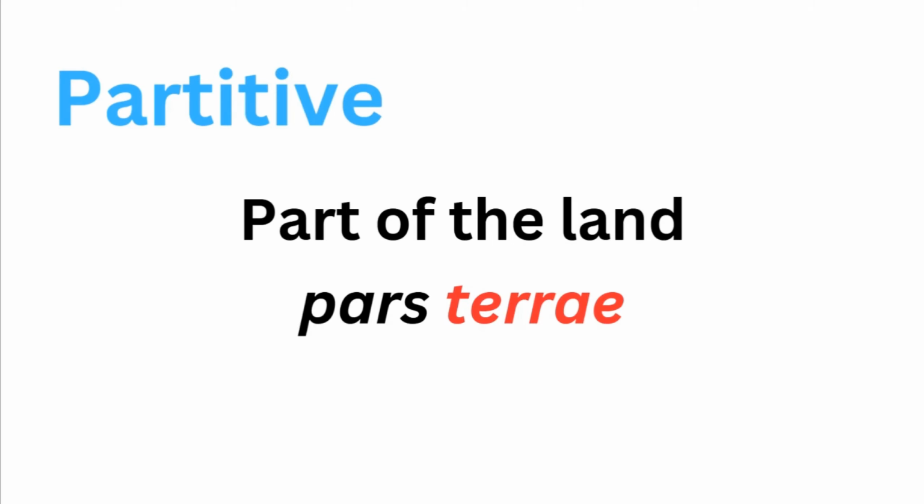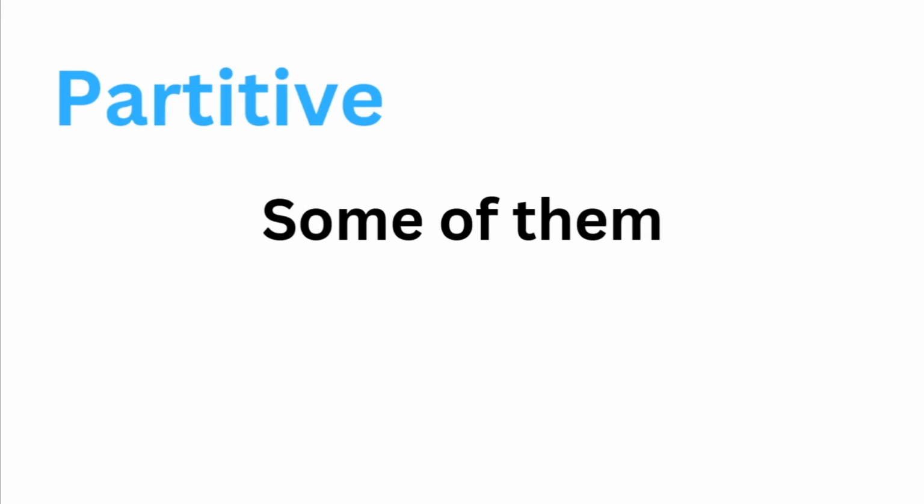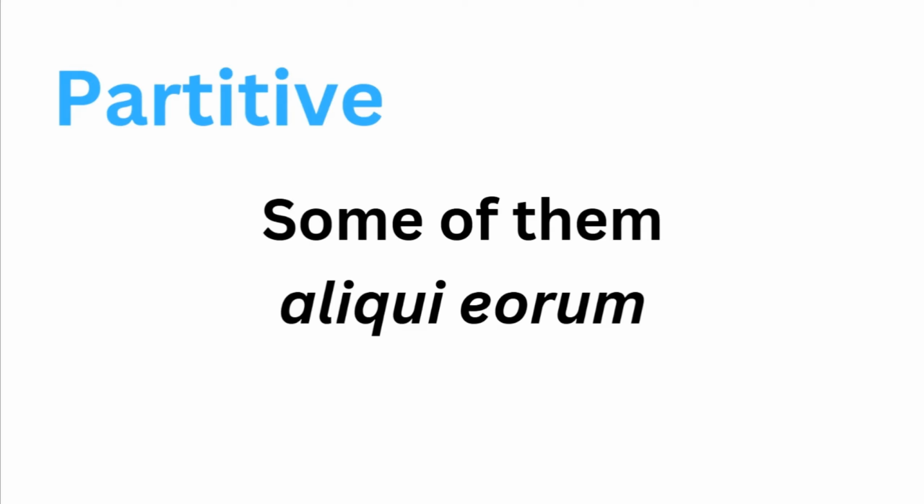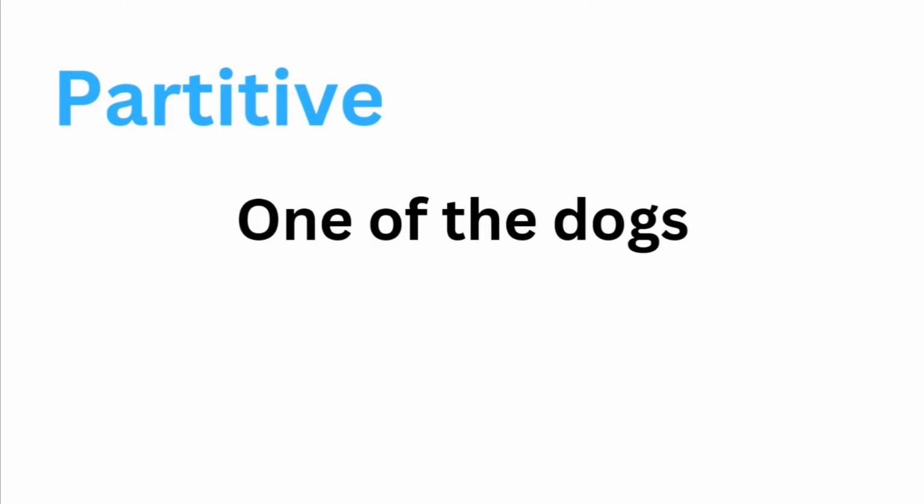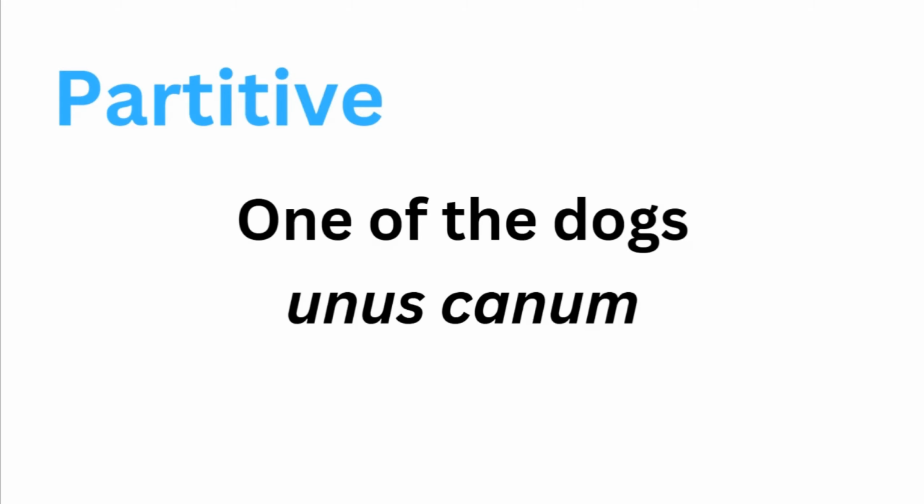It's like if you say a slice of cake. The cake is the whole, the slice is just part of it. Some of them. Aliqui eorum. This is a pronoun. Some, aliqui, and then of them is genitive, eorum. One of the dogs. Again, this is with a number, so I've had a pronoun, I've had a quantifier, now I have a number. Unus canum.